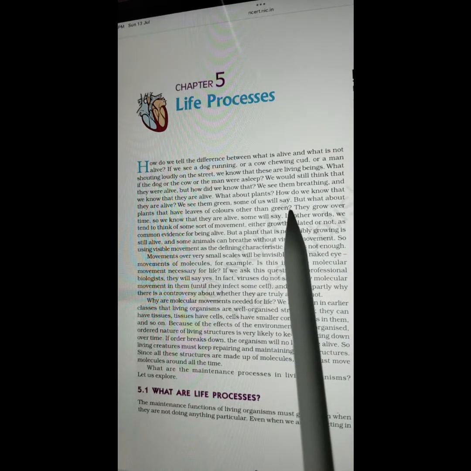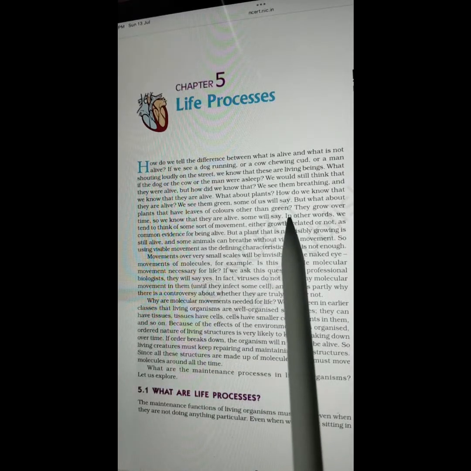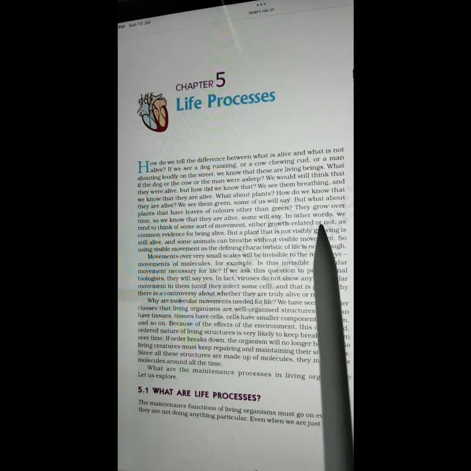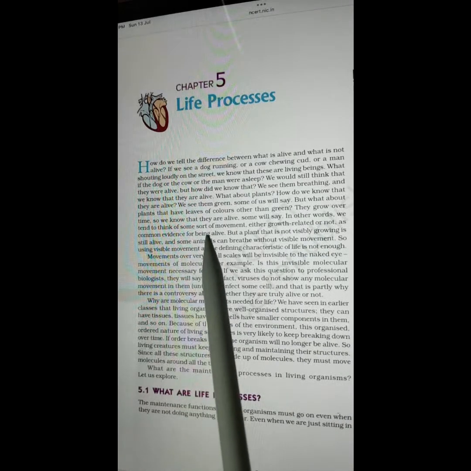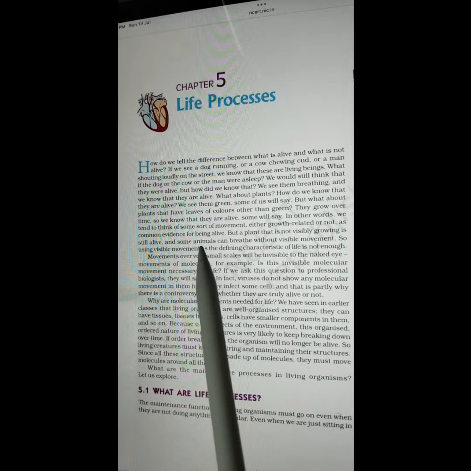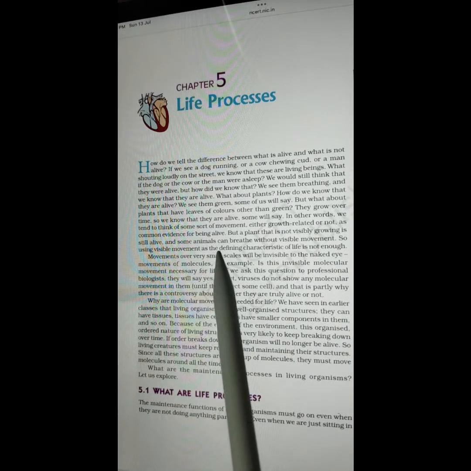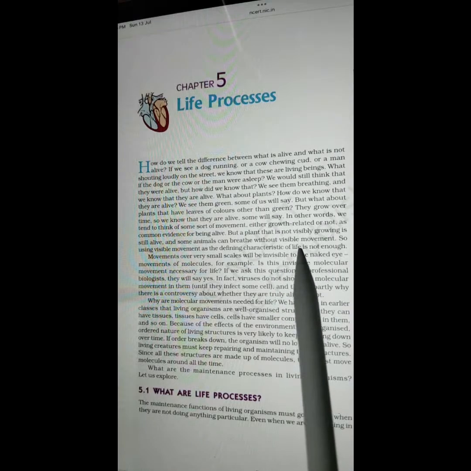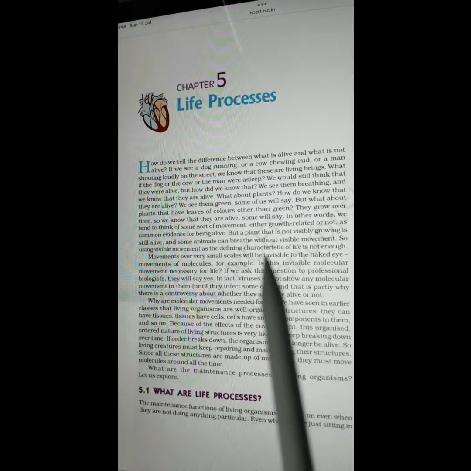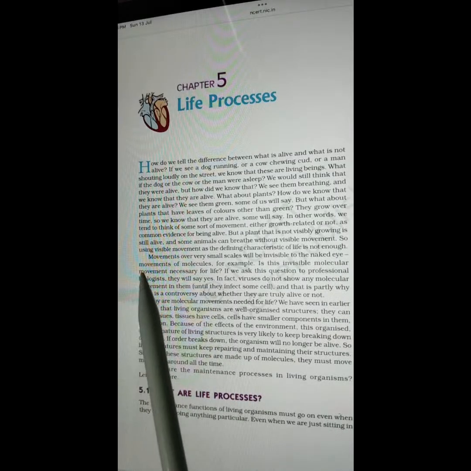What about plants? How do we know that they are alive? We see them green, some of us will say. But what about plants that have leaves of colors other than green? They grow over time, so we know that they are alive, some will say. In other words, we tend to think of some sort of movement, either growth related or not, as common evidence for being alive. But a plant that is not visibly growing is still alive, and some animals can breathe without visible movement. So, using visible movement as the defining characteristic of life is not enough.